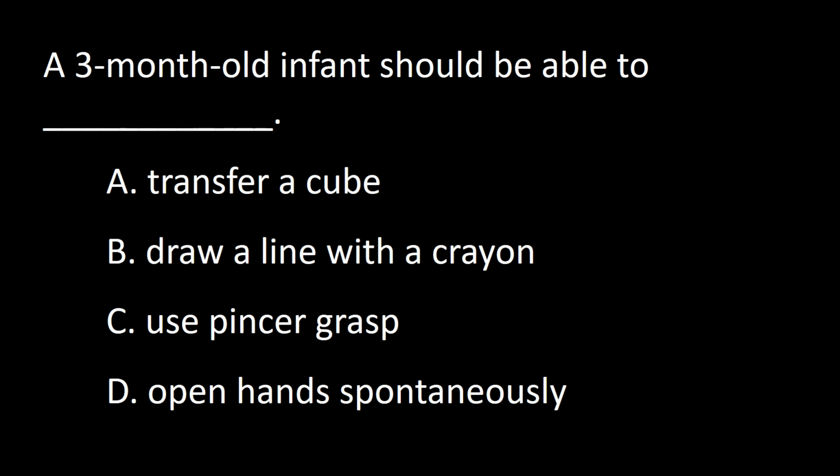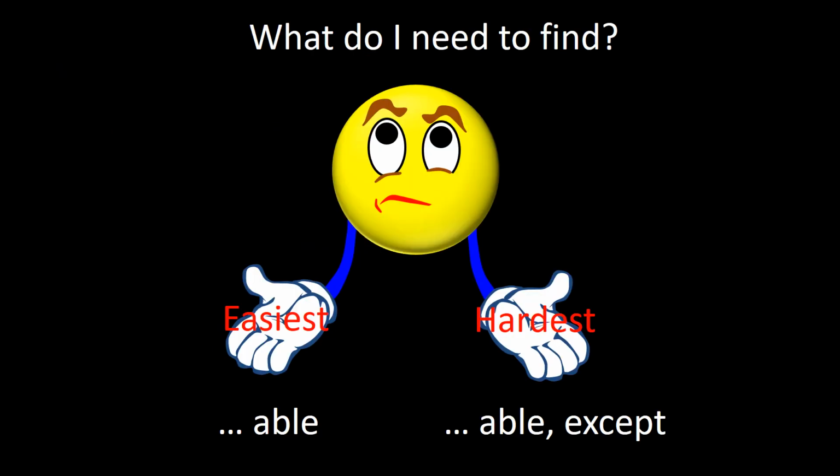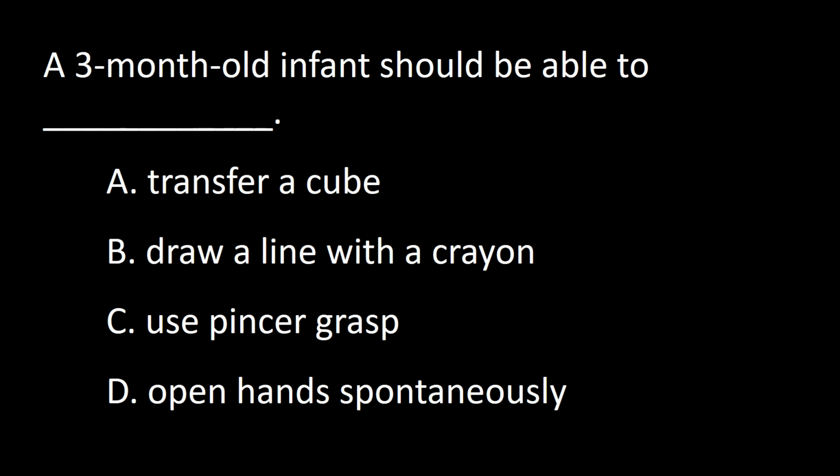This being the case, that is, all milestones being in the same area of development, the next step is to look at the stem of the question to decide whether we need to look for the easiest to perform action if the question is about what the patient should be able to do, or the hardest to do action or milestone if the question is about what the patient is unable to do. So you look at the stem of the question.